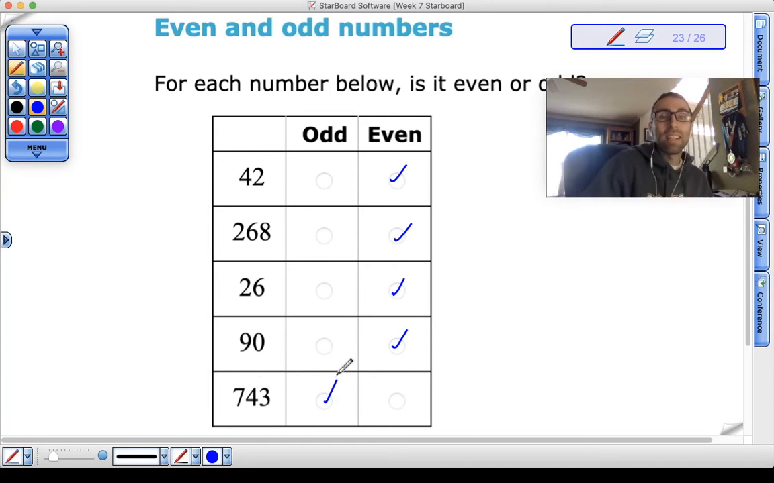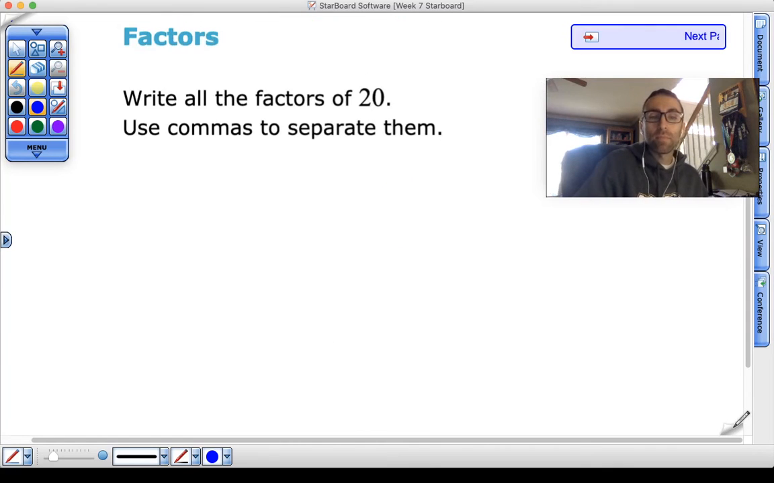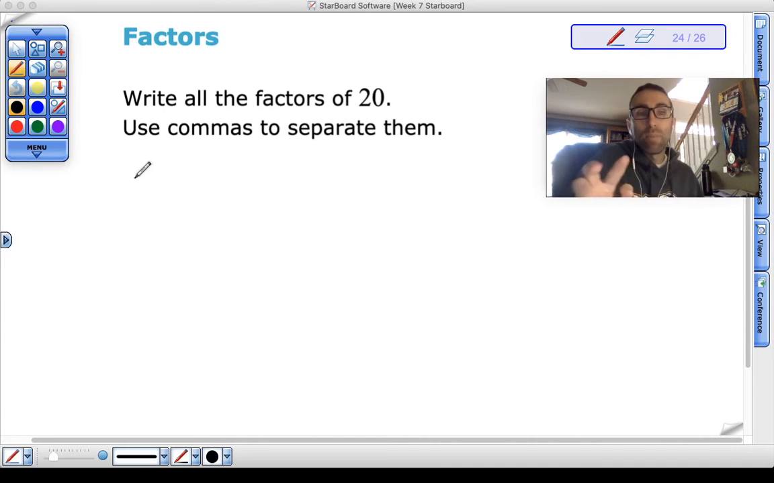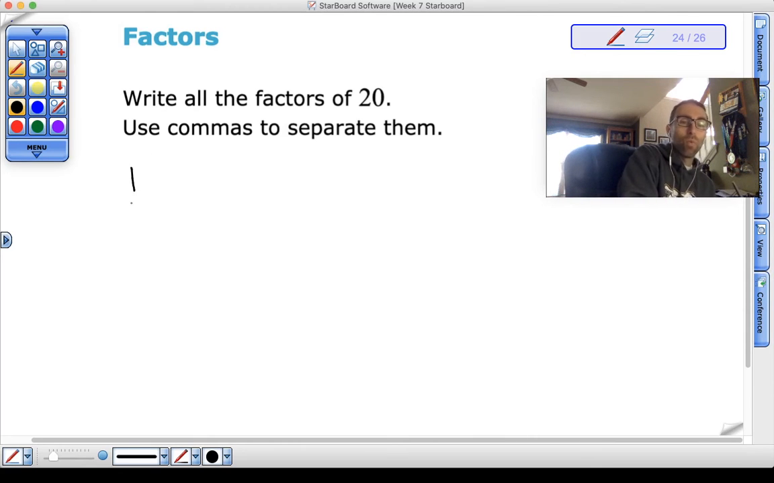All right, the next type of problem we're going to be working with today is writing down the factors of a certain number. The second part of today's lesson, we're talking about factors. We want to write down all the factors of 20. So the easy way to start off with this is we want to look at all the numbers that can make 20. We're going to start with our 1. What can I multiply 1 by to get 20? Well, I can multiply it by 20. I then want to start counting up to the next number.